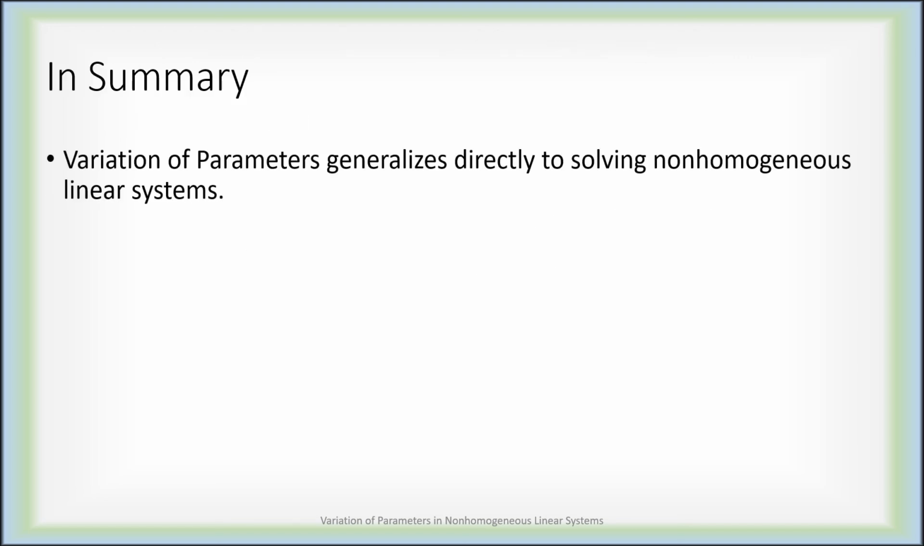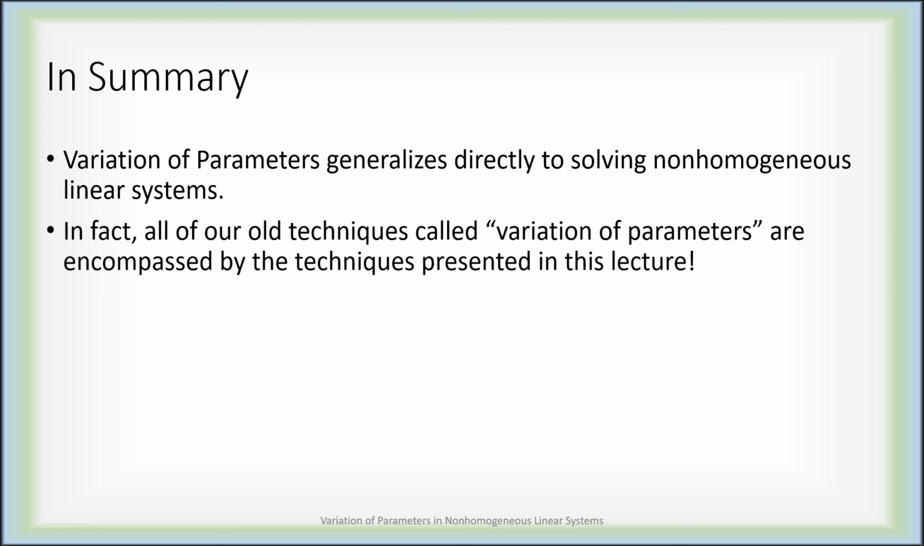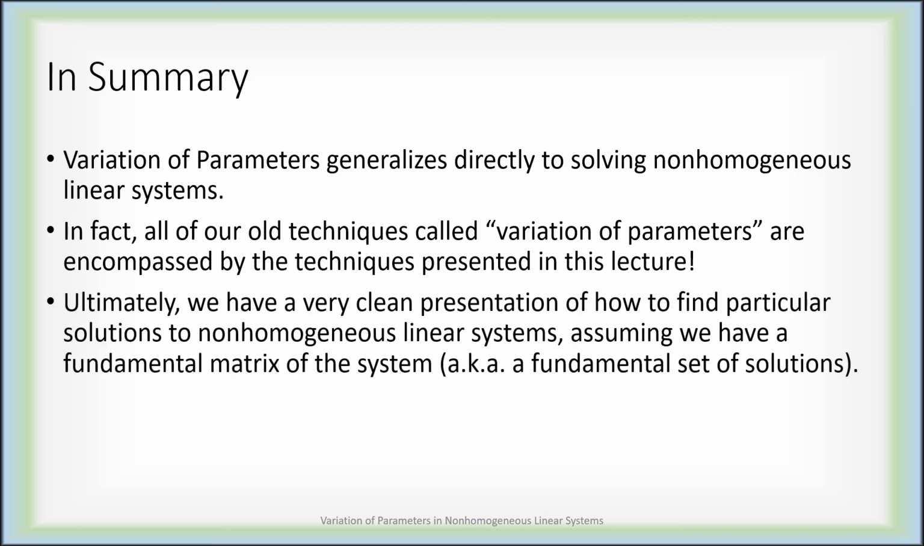All in all, what did we discuss? Variation of parameters is a technique that we've used very productively in the past to find particular solutions to non-homogeneous equations, and it generalizes very directly to solving non-homogeneous linear systems. In fact, everything we used to call variation of parameters is now encompassed by this one general technique.